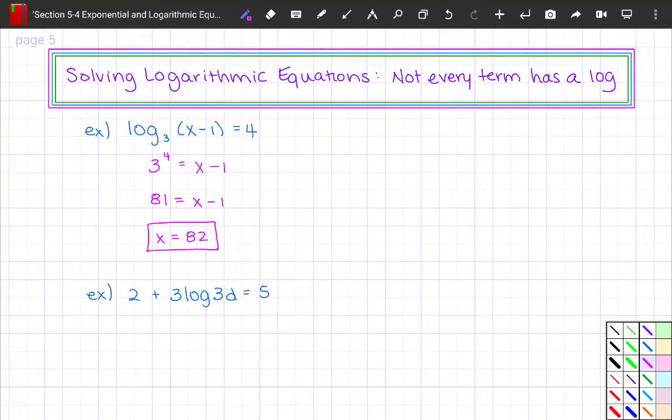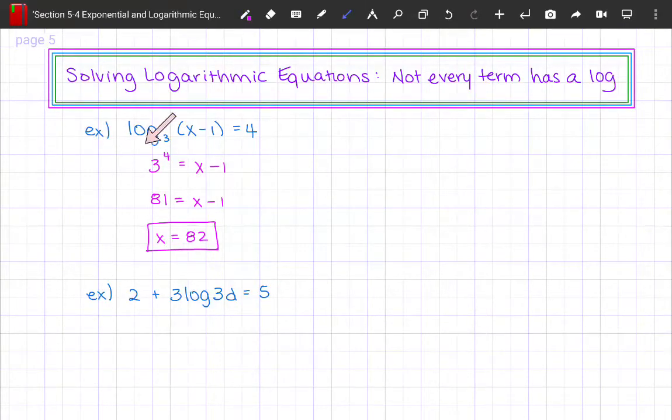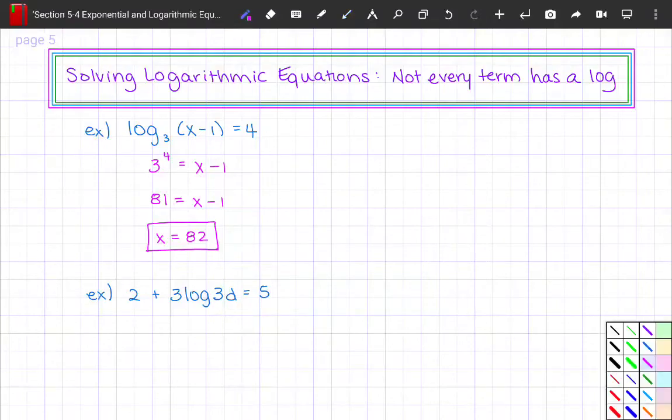Okay, so what do we do with something like this? Well, we're going to eventually get it down to as simple as it was in the beginning, that first example. And that first example was so easy because the log was by itself, so we could just rewrite it as an exponent. So that's what you're going to want to do. You're going to want to get the log by itself first and then rewrite it. So I'm going to have to subtract 2 from both sides. Get 3 log of 3d equals 3. And then I can divide both sides by 3, so get log of 3d equals 1.